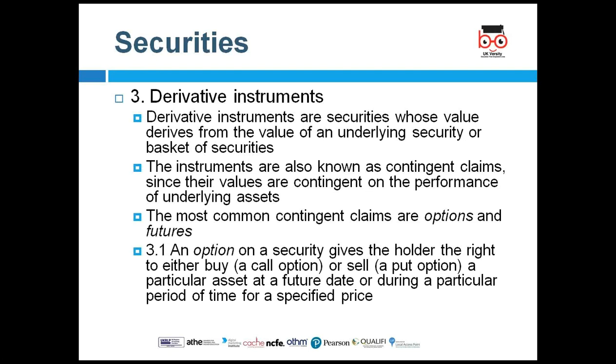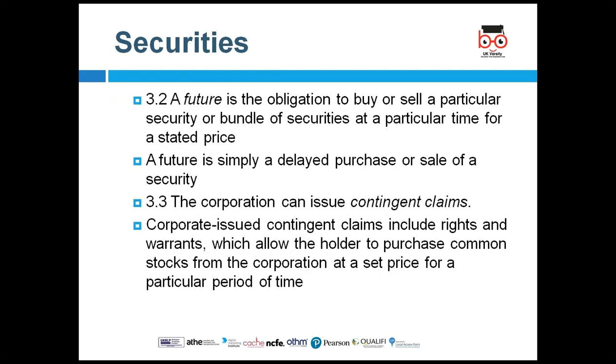Derivative instruments are securities whose value is derived from the value of an underlying security or basket of securities. We discussed this last lesson as well. These instruments are also known as contingent claims. What is meant by contingent? Contingent means a second plan, yes? So it can be a second sort of security. The underlying asset can be secured. If you can't get it, we are happy to pay you through this. You can sell the asset.